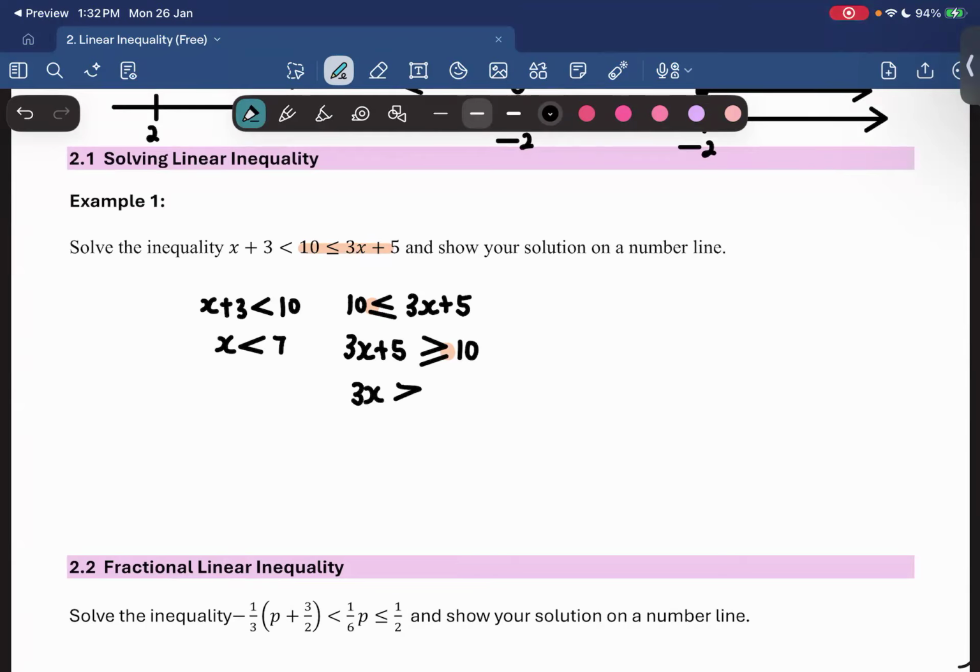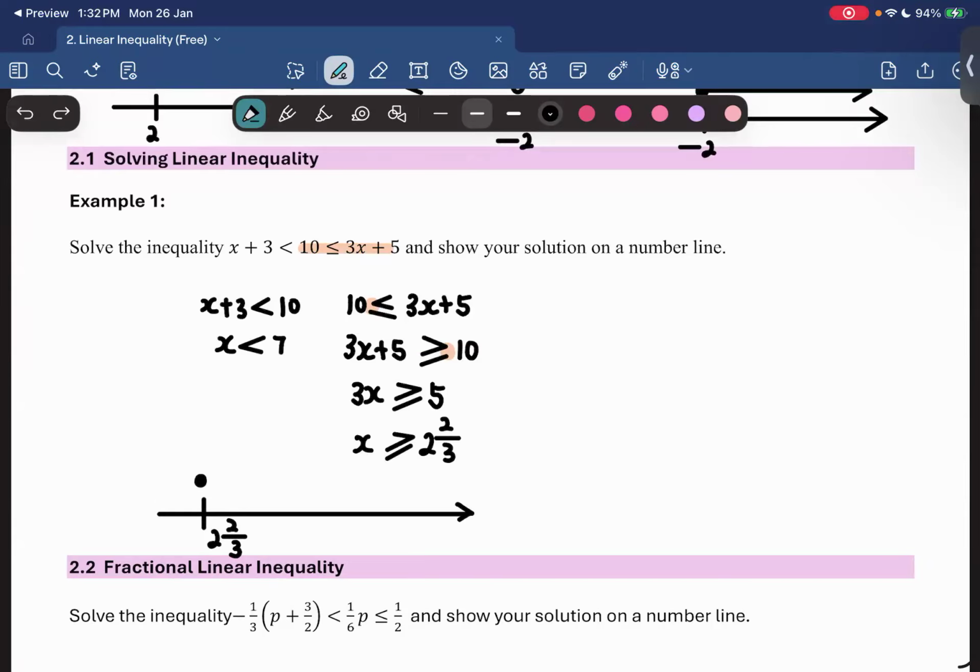So 3x is more than or equal to 5, 10 minus 5, right? So x will be more than or equal to 5 over 3. 5 over 3 is 2 whole and 2 third. So what I want you to do is always represent on the number line so you can see better. So this is 2 and 2 over 3, right? So this is inclusive, correct? More than means you're going this side.